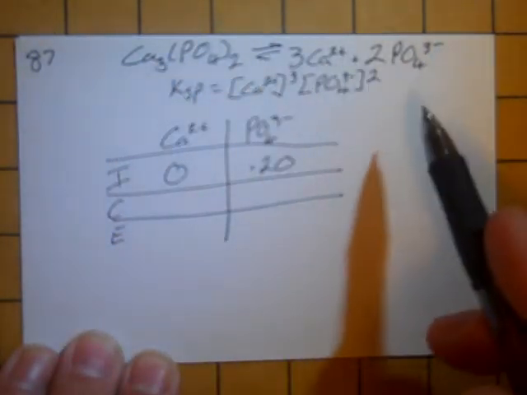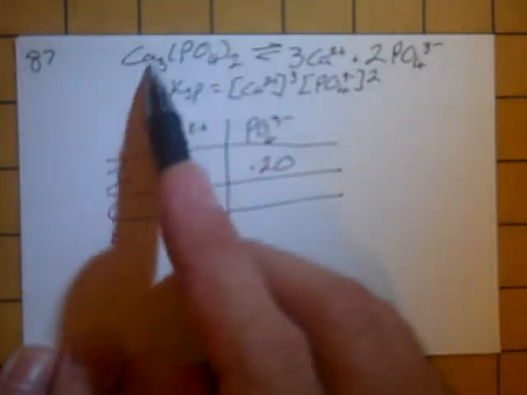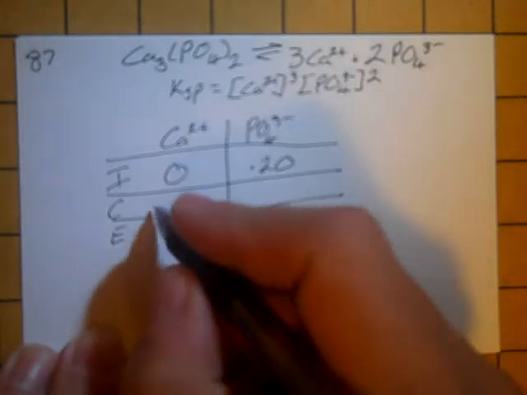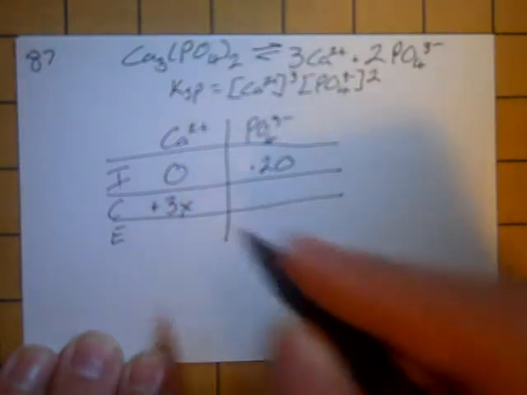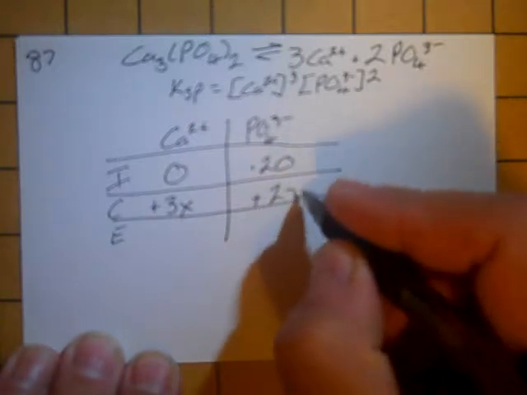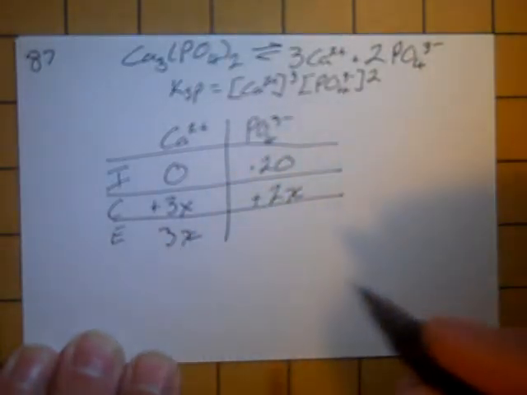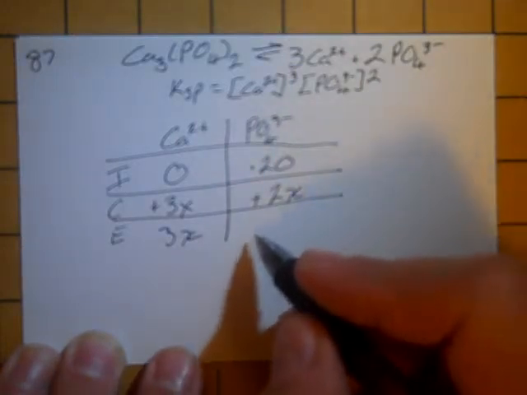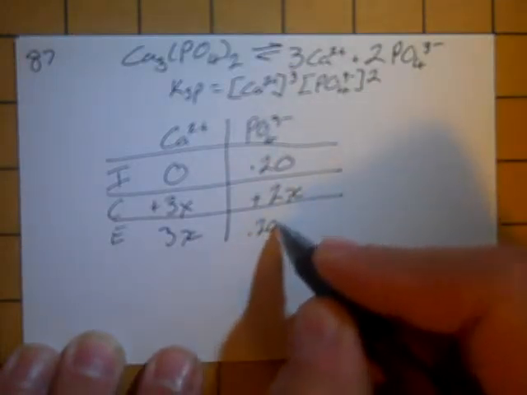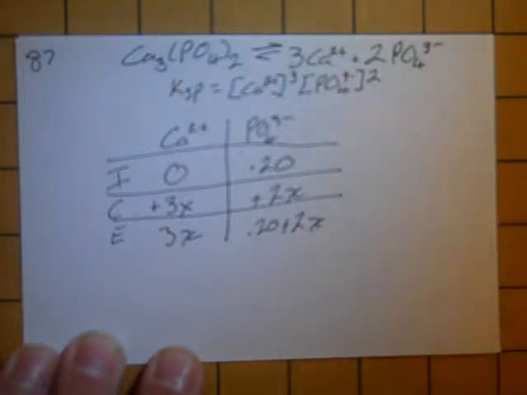The change, we always go back to our original balanced equation. The change when we drop this in, that for every one of these that dissolves I'll get 3 calciums, so that'll be plus 3x, and I get 2 phosphates, plus 2x. So at equilibrium I will have 3x of calcium and 0.20 plus 2x of phosphate.